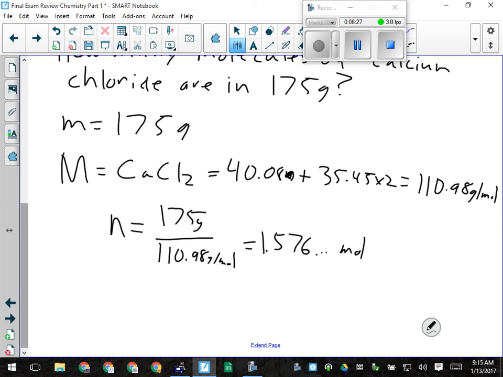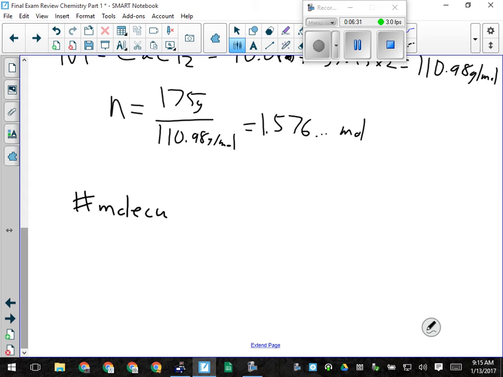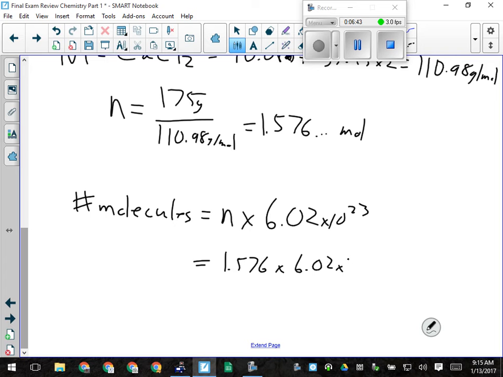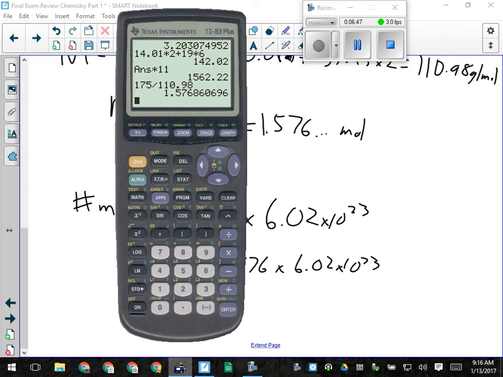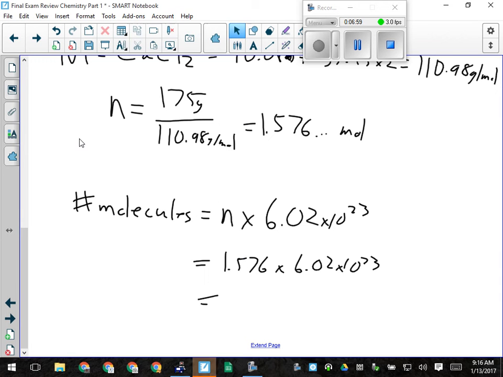Now I have to take that to calculate the number of molecules, which equals n times 6.02 times 10 to the 23. So that'll be 1.576 times 6.02 times 10 to the 23. Take that number and multiply by Avogadro's number, 6.02 E23. So I have 9.49 times 10 to the 23 molecules. Are you all right with that? There's either an EE button or an EXP button on your calculator.